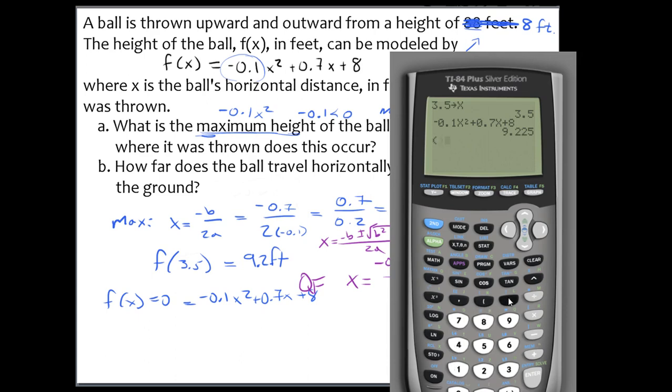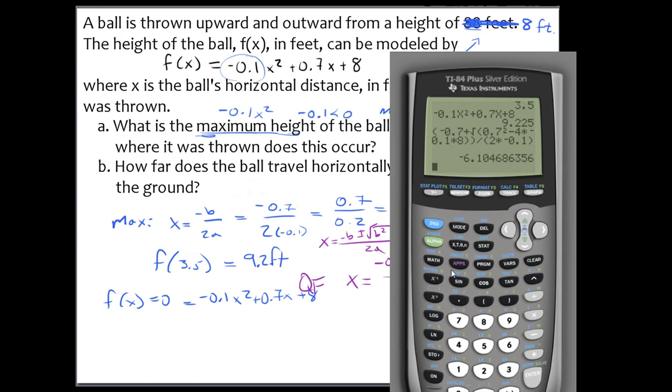So, I'm going to start with the numerator. That's negative 0.7 plus square root 0.7 squared minus 4 times a negative 0.1 times 8. Close the square root, close the numerator. Divide it by the denominator, 2 times negative 0.1. Close the denominator. Enter. We get negative 6.1.